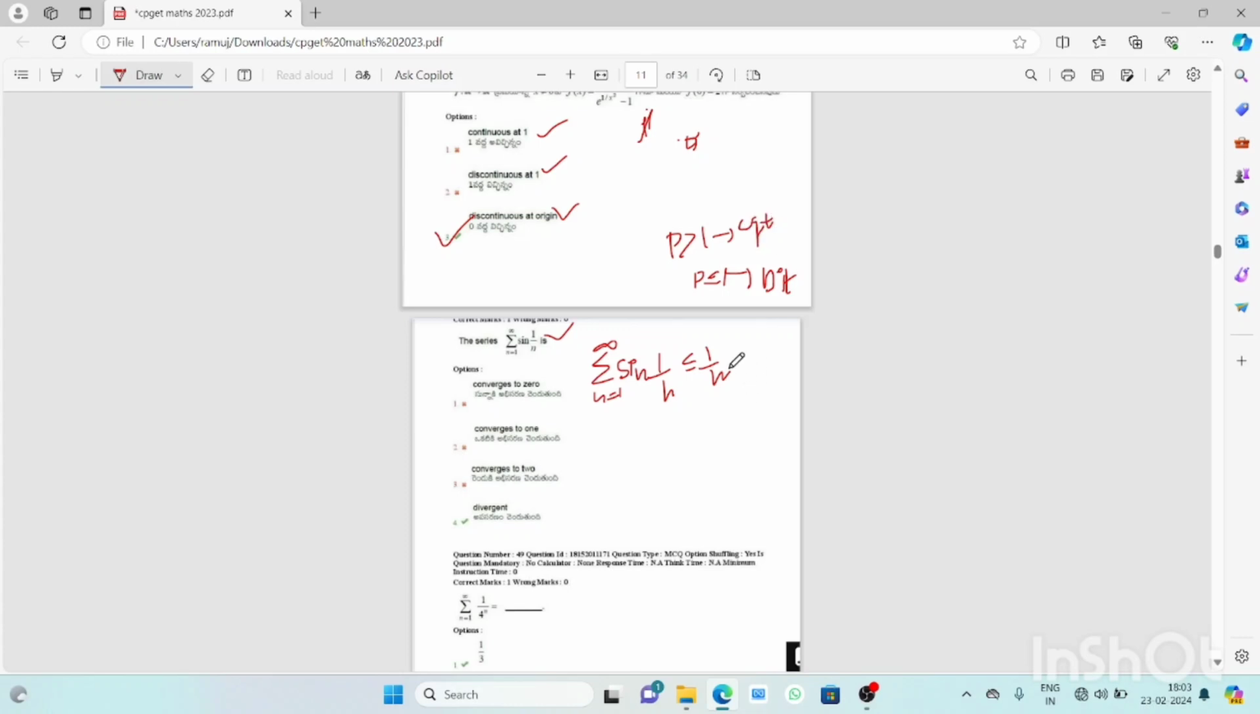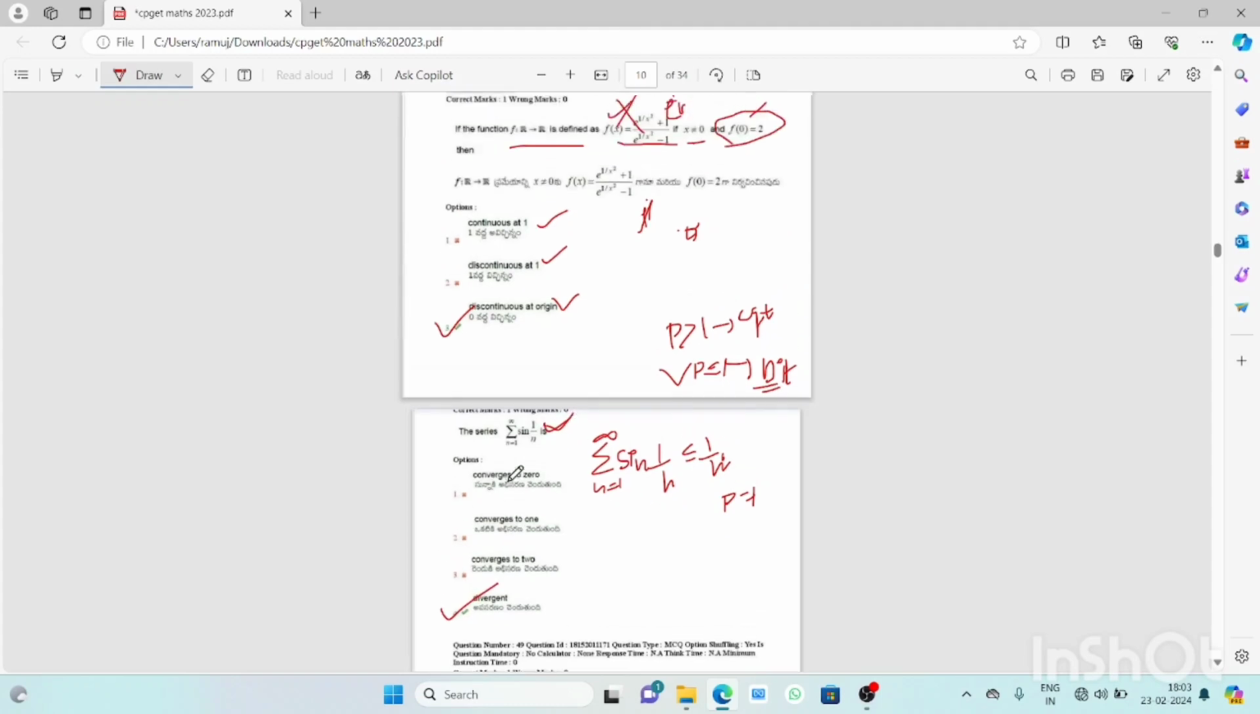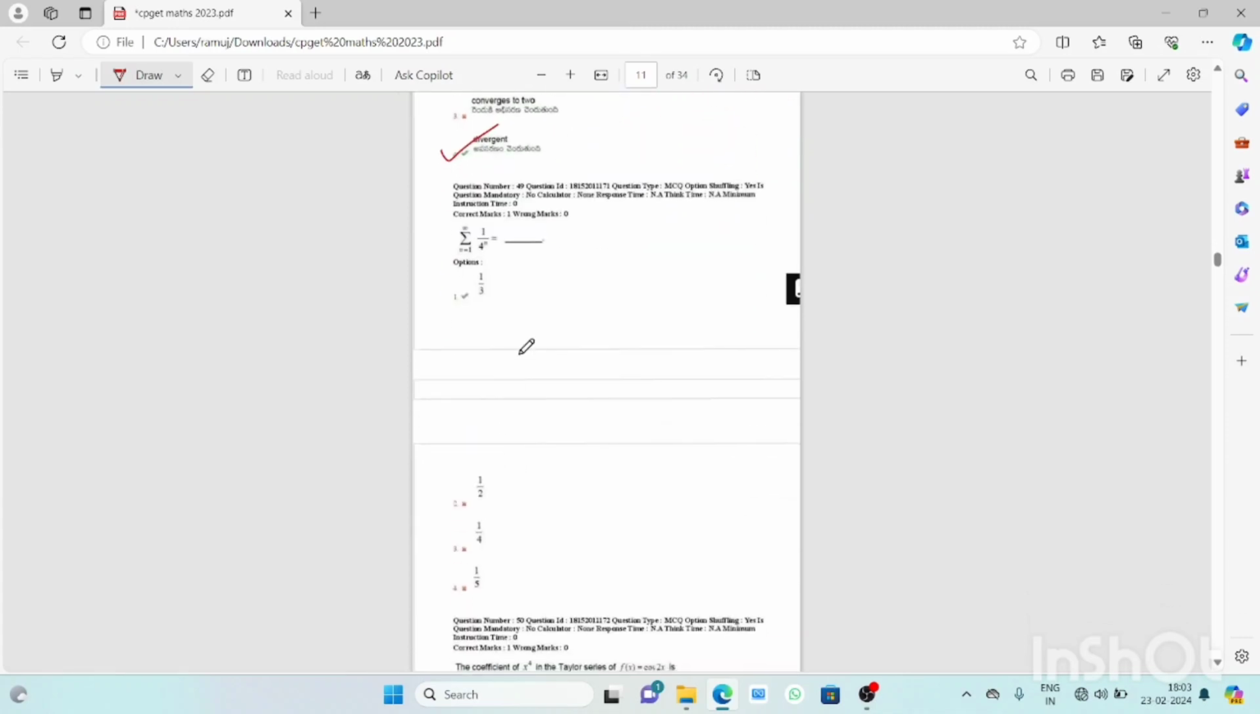So I just apply that here. Clearly the p value is 1. Whenever the p value is 1, the series is divergent. So we can directly say that sin 1 by n is divergent. That is a simple one.